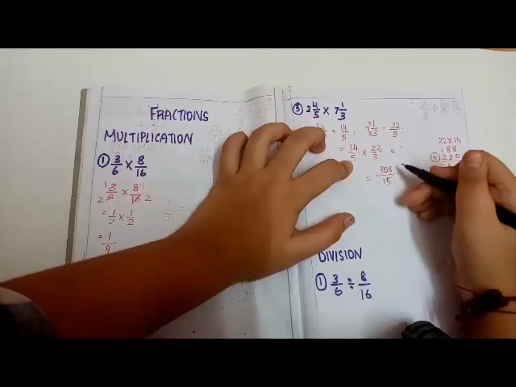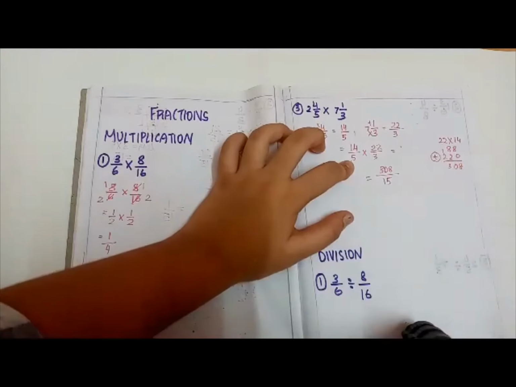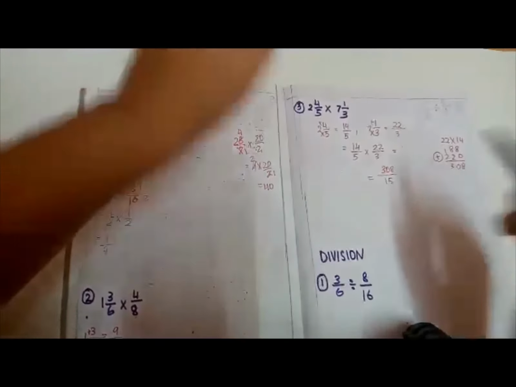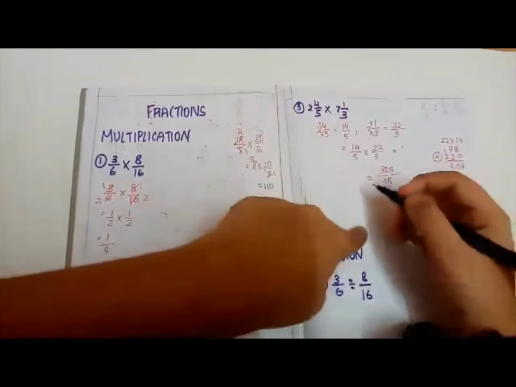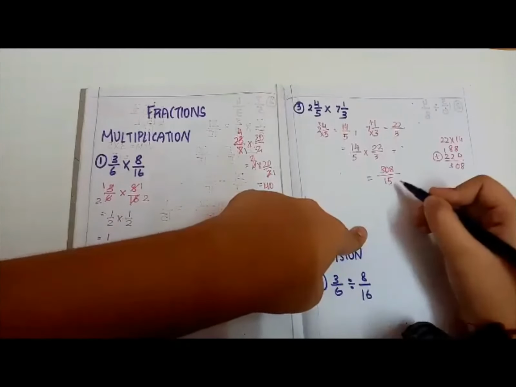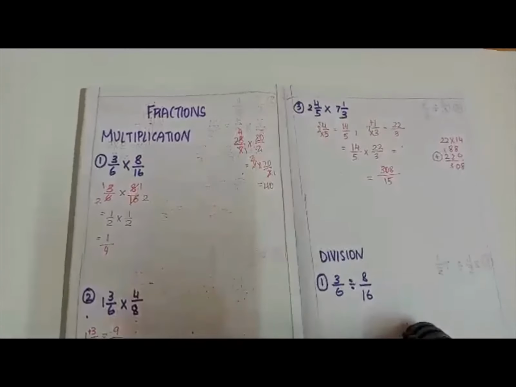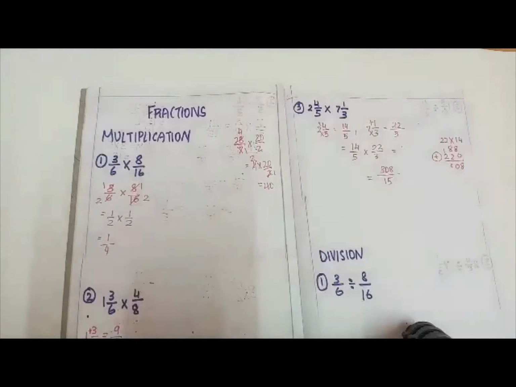Can we cut 308/15 into a shortest form? No, we cannot. So the answer of 2 4/5 into 7 1/3 is equal to 308/15. So this was all about multiplication. Now let's see how to do division.